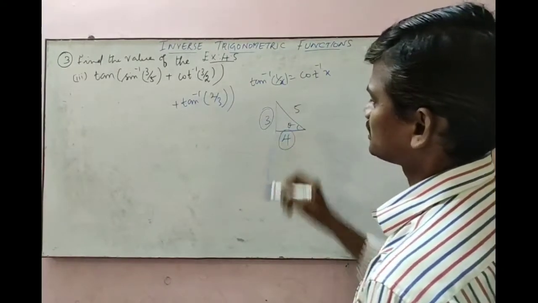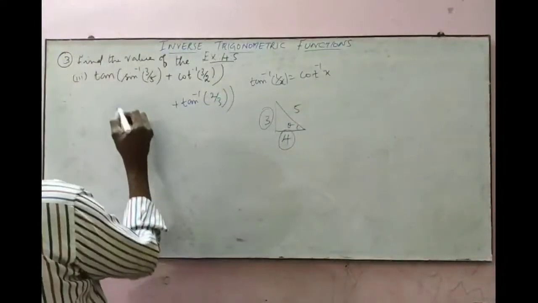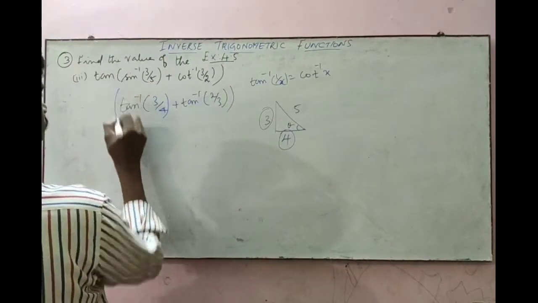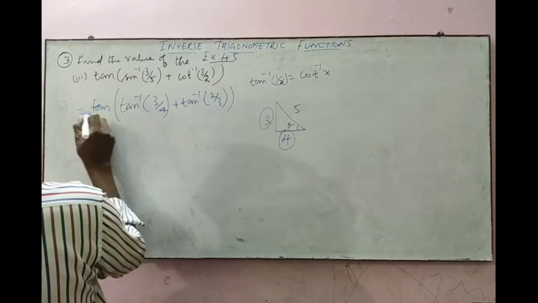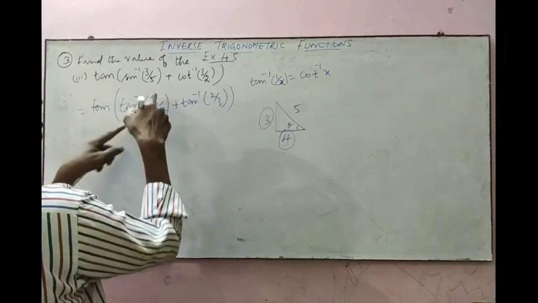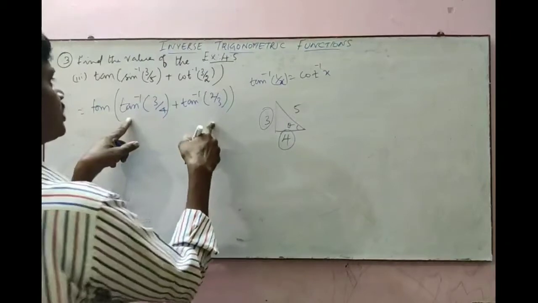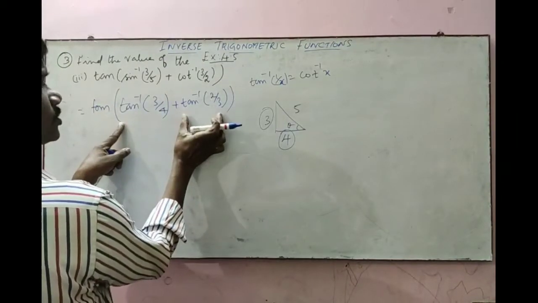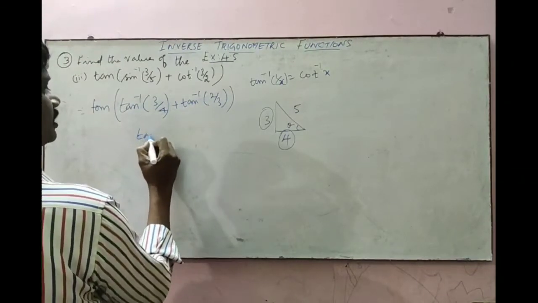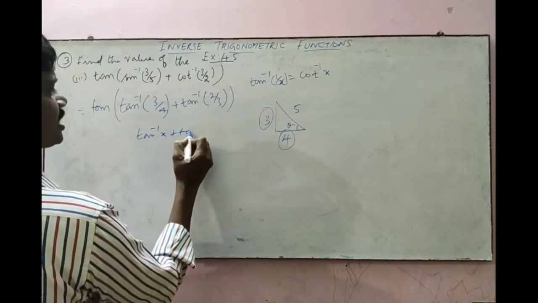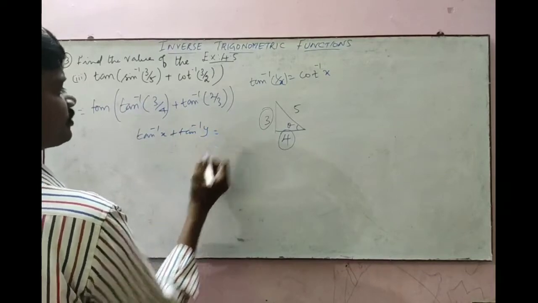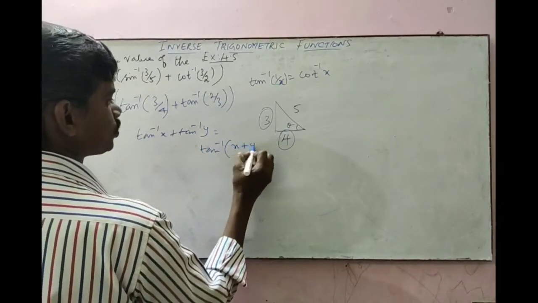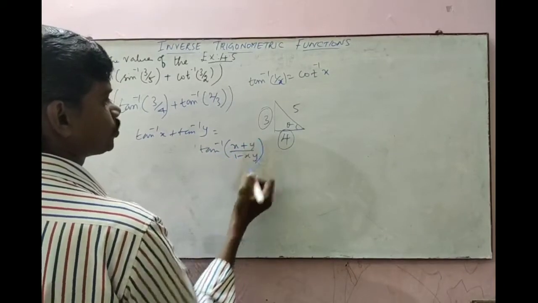Opposite by adjacent. So sin inverse of 3 by 5 becomes tan inverse of 3 by 4, into tan. So tan into tan inverse of 3 by 4 plus tan inverse of 2 by 3. The sin inverse becomes tan inverse, cot inverse becomes tan inverse. Now this is in the form of tan inverse of x plus tan inverse of y. What is the formula for this? Tan inverse of x plus y by 1 minus x into y.